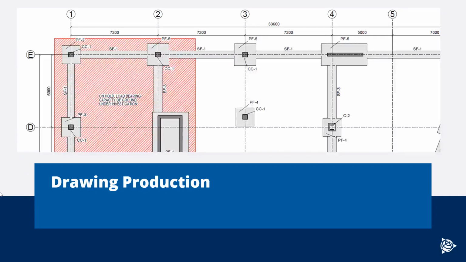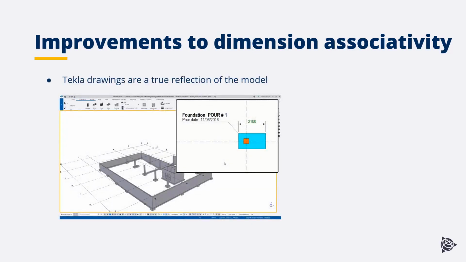Let's now have a look at improvements on the second section of our webinar, drawing production. Before jumping onto what's new, and perhaps for those who are new to Tekla, let's have a quick look at the way drawings in Tekla operate. So drawings in Tekla are created by taking views across the model and projecting them onto the 2D space. Thus, they are intrinsically connected to the model.